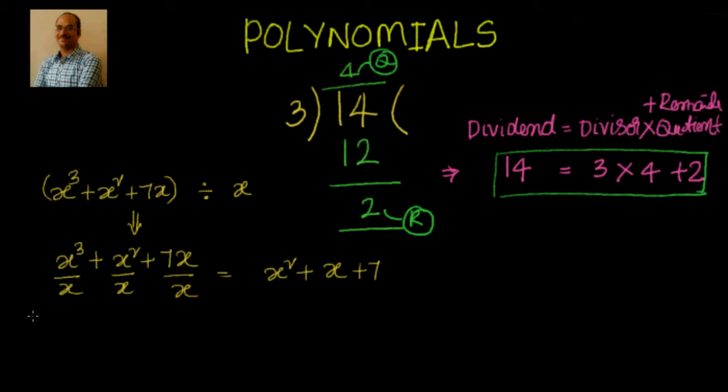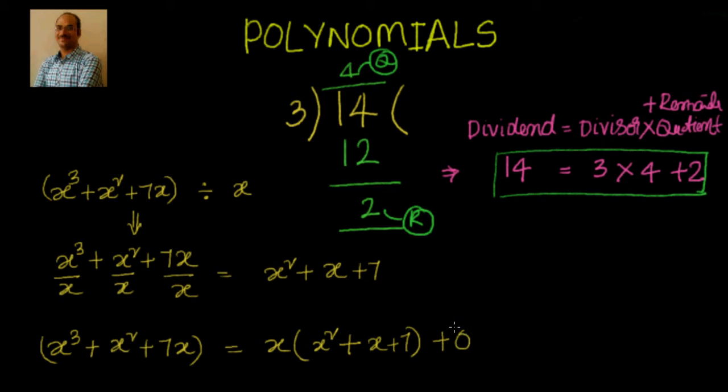So we can go ahead and write x cube plus x square plus 7x is equal to x into x square plus x plus 7 plus 0. And you can compare this with what we have written here. Dividend is equal to divisor into quotient plus remainder. Here the division is appropriate. We don't have any remainder, that's why it's 0. But please look at the way how we can do it. As we are doing the numbers, we should be able to do it for the polynomials also.